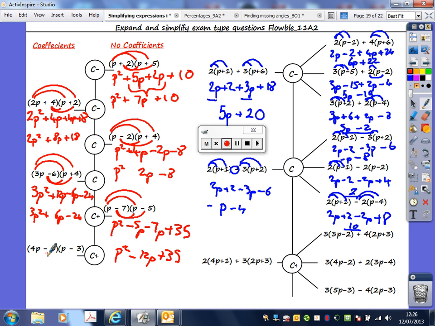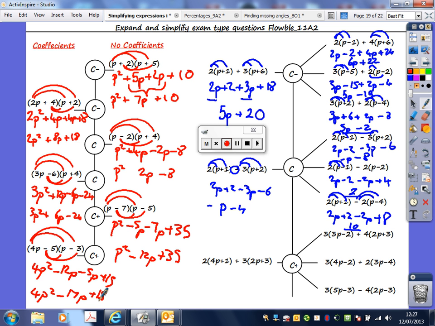This is both negatives, but you've got coefficients. So 4p times by p is 4p squared. Good, you're getting this. 4p times by -3, minus 12p. Yeah? Then you've got -5 times by p, -5p, and then you've got -5 times by -3, plus 15. Good. Okay, in the middle, -12 take away 5. 1, 2, 3, 4, 5, -17. 4p squared minus 17p plus 15. Okay, we've got 4 more questions to do over this side.